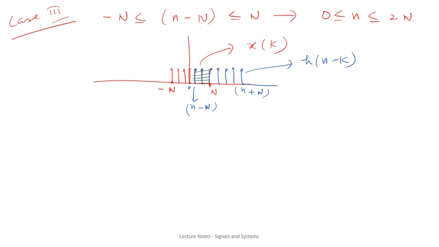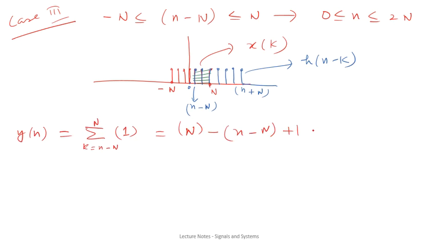So now you have to perform the summations for these parts, that is from k equals n minus N up to N. Amplitude is always 1, so N minus n plus 1. So this will be 2N minus n plus 1, and this is for this range of time, you can say.